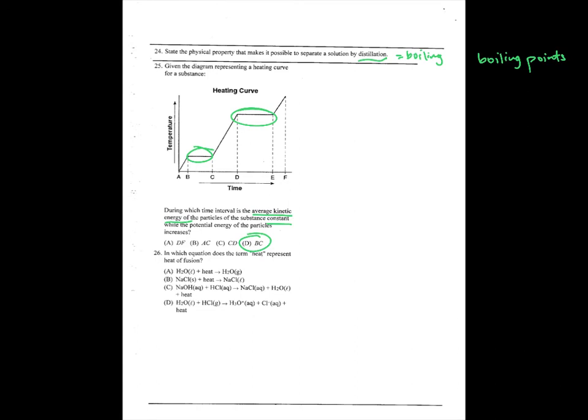Number 26. In which equation does the term heat represent heat of fusion? So fusion meaning we're going between solid and liquid phases. So looking at choice A, liquid and gas, that's vaporization. C and D deal with multiple different substances. We're not dealing with chemical reactions. We're just taking the same substance and changing its form here, physical change, phase changes. And so looking at choice B, solid to liquid, that's what we need.